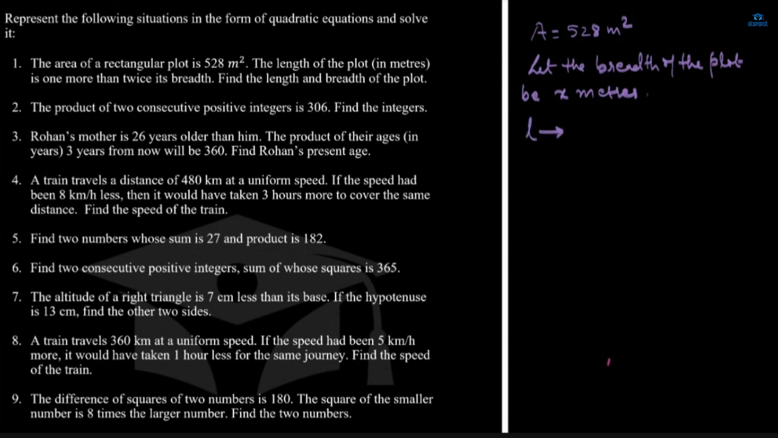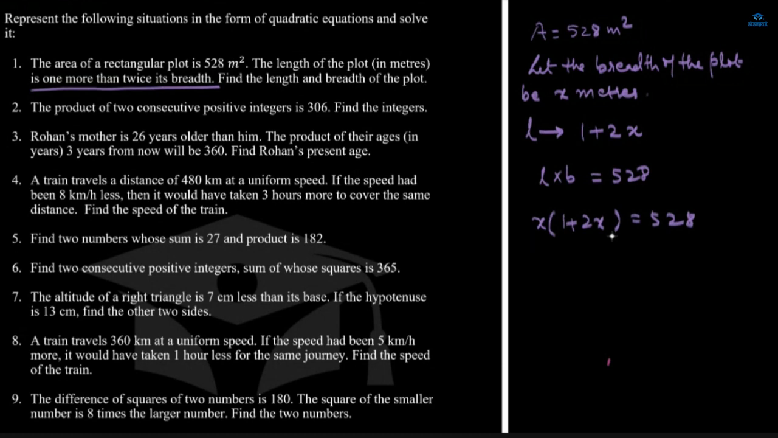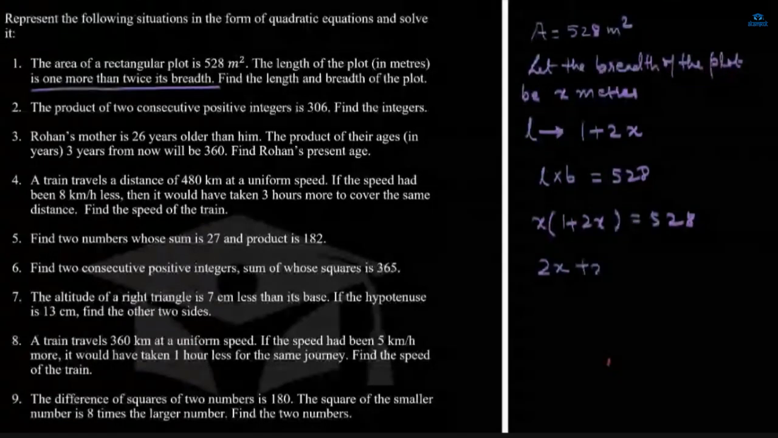So what will the length be equal to? The length of the plot is one more than twice its breadth, so one more means plus, we have to write 1 plus 2x. Now we know the breadth and length. We know the formula for area: length into breadth equals 528. So x into (1 plus 2x) equals 528. Now you will get the quadratic equation, and then you can find the solution. It may be possible that you get one number negative and one positive. Length can never be negative, so you will consider only the positive. 2x square plus x minus 528 equal to 0.